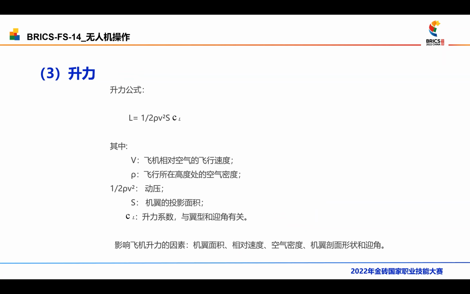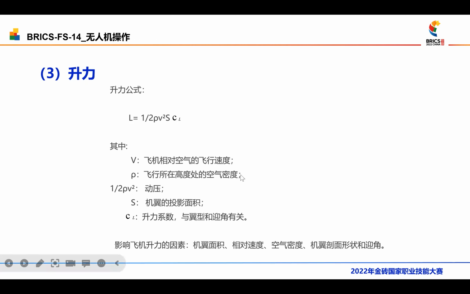The third is the lift. Let's look at the lift formula, L equals 1/2 ρ v squared S C_L. V refers to the flight speed of the aircraft relative to the air. ρ refers to air density at the altitude of the flight. 1/2 ρ v squared is the dynamic pressure, and S refers to the projection area of the wing.